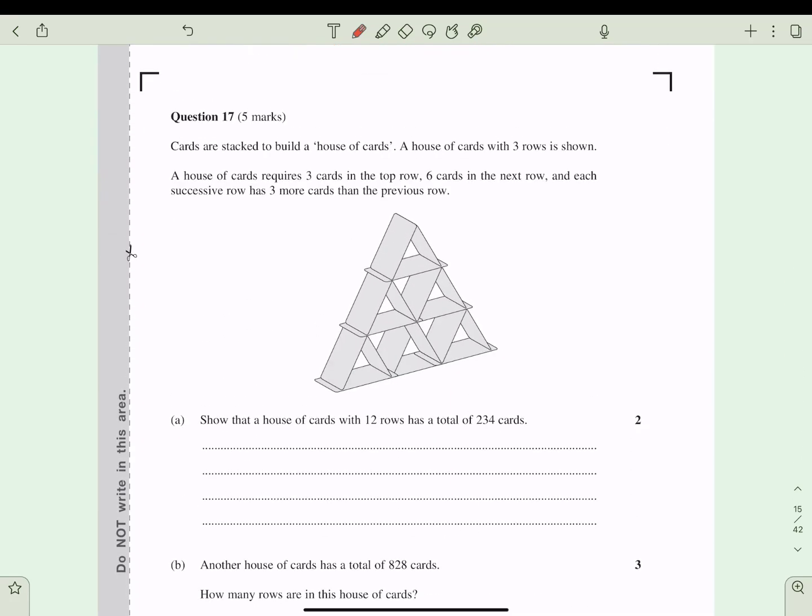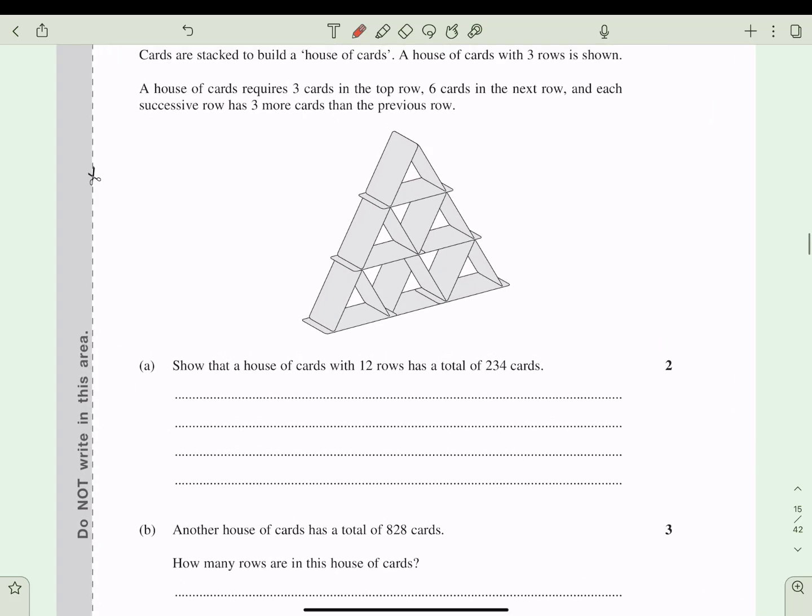Question 17. So, cards are stacked to build a house of cards. A house of cards with 3 rows is shown. Now, we start off with 3, then 6, and then each one has 3 more cards. That should remind us here of an arithmetic sequence. So we start with 3, 6, 9, 12, etc. So my first term in this sequence is a equals 3. And since each one is 3 more than the other, the common difference d is also equal to 3. So part A, show that a house with 12 rows has a total of 234.